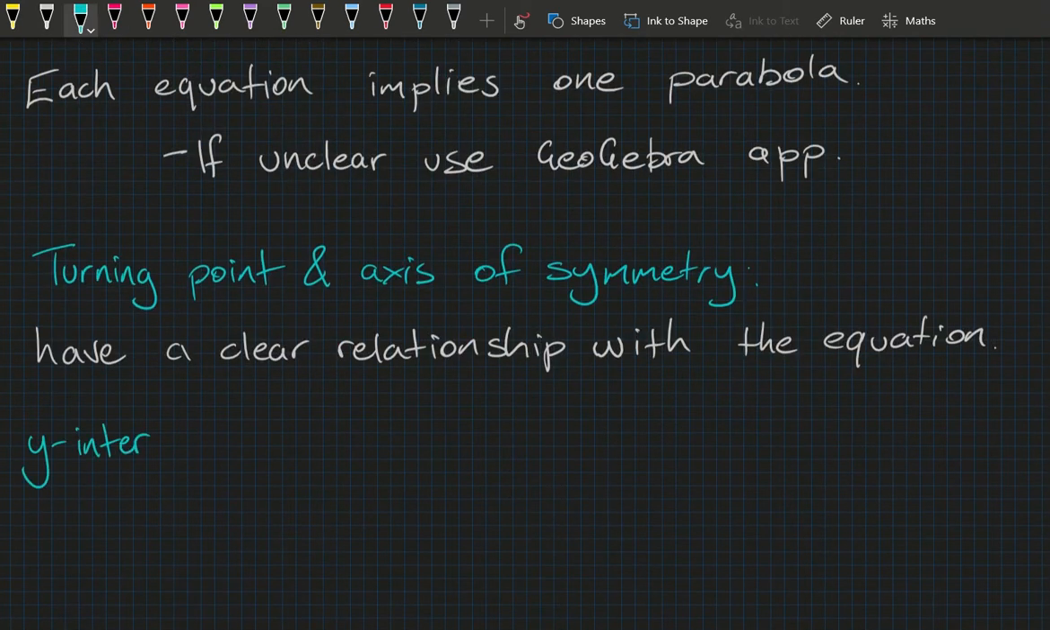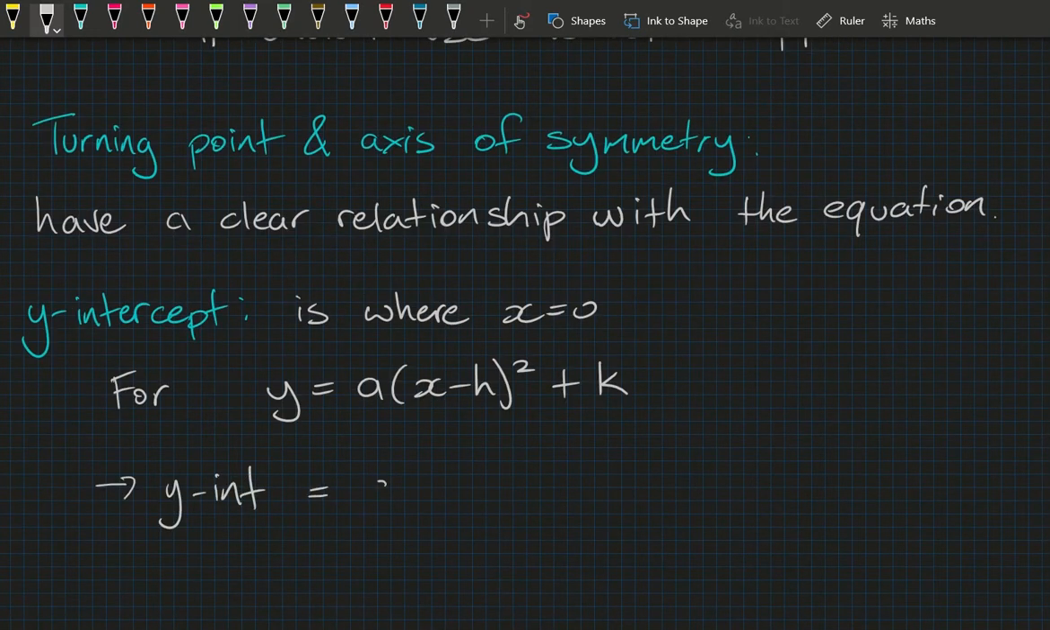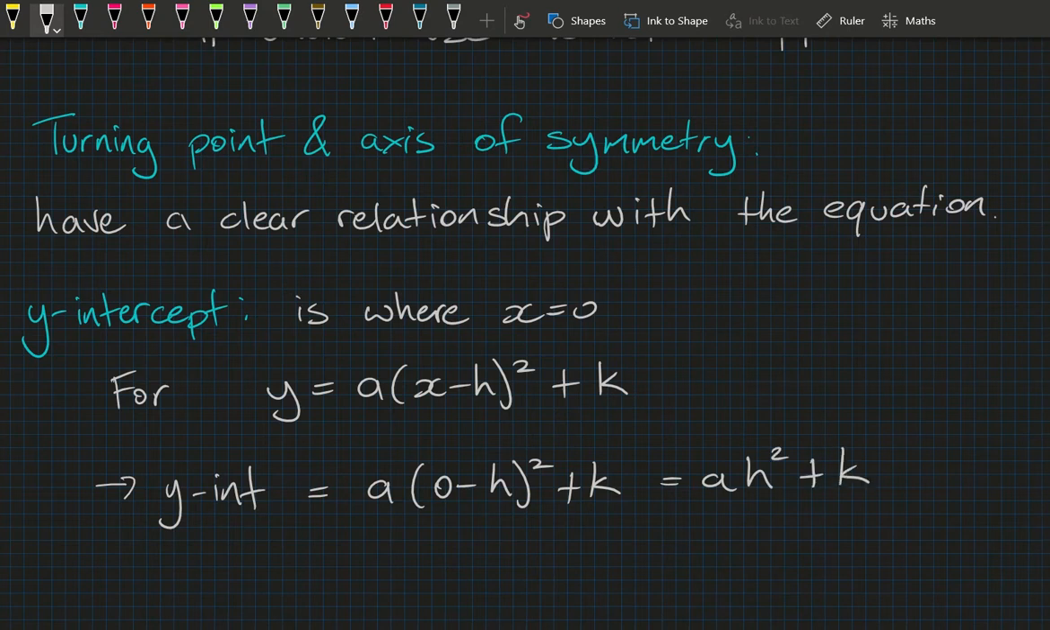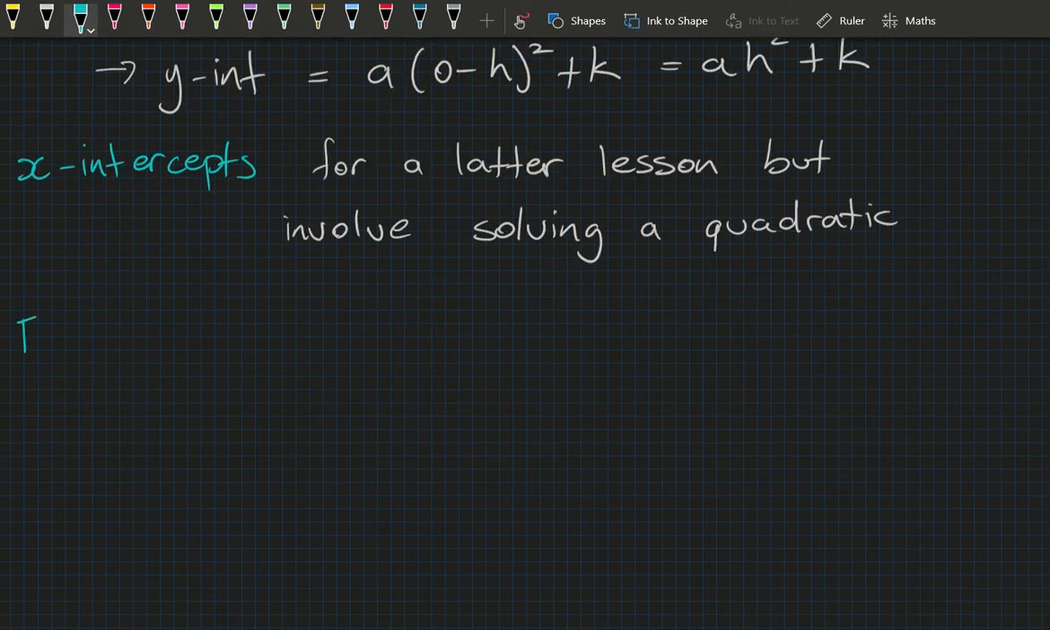Now, the y-intercept is where x equals 0. So for the equation y equals a times (x minus h) squared plus k, the y-intercept is just subbing in 0 for x. And therefore we end up with a times h squared plus k. And the x-intercepts are for a later lesson, but involve solving a quadratic. So now we just need to find a from a graph.